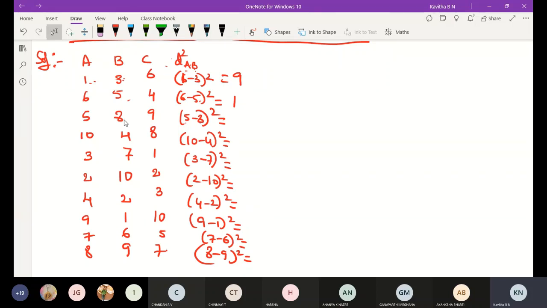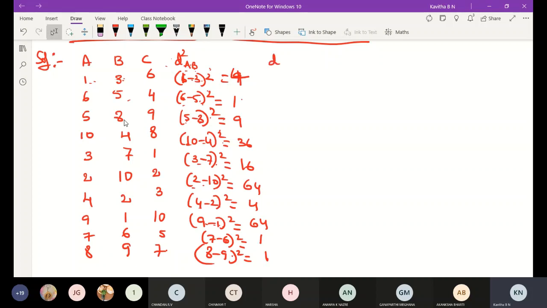Here 1 minus 3 whole square is 2 square. This is nothing but 4. 6 minus 5 whole square is 1. 5 minus 8 square is 3 square, 9. 10 minus 4 whole square is 10 minus 4 is 6, 36. 3 minus 7 is 4, 16. 2 minus 10 is 8. 8 square is 64. 4 minus 2 is 2 square means 4. 9 minus 1 is 8. 8 square is 64. 7 minus 6 is 1. Okay, 8 minus 9 is 1 whole square is 1.